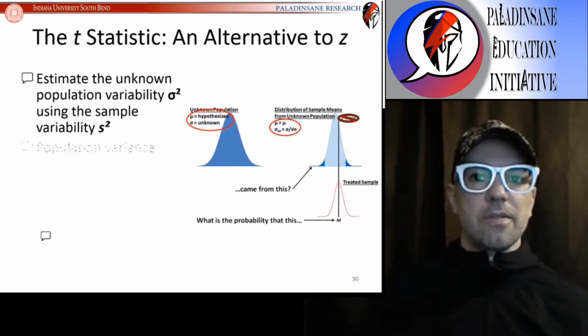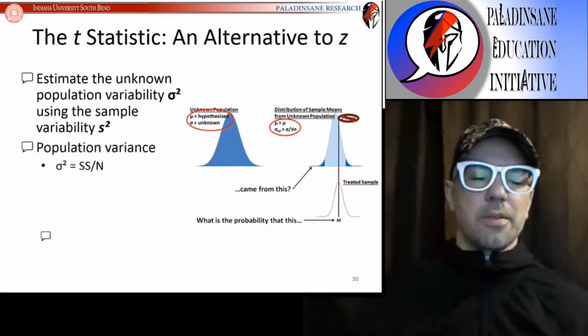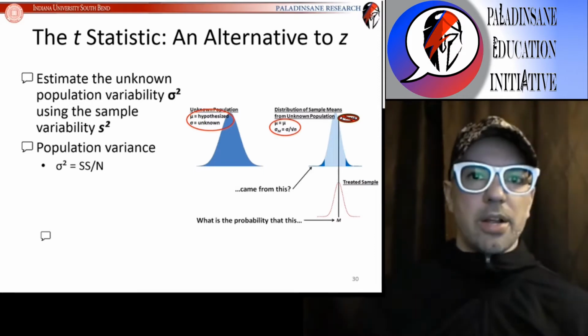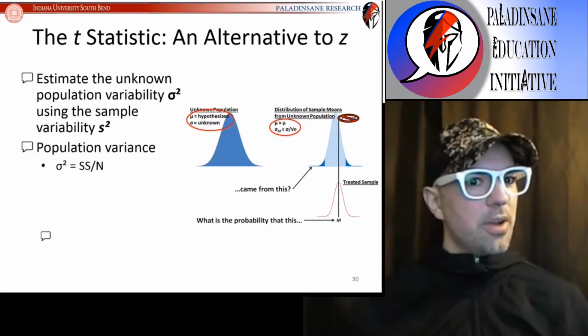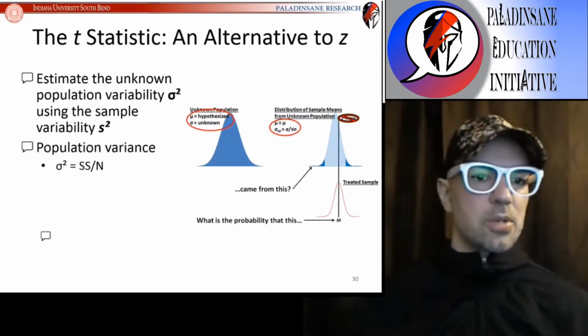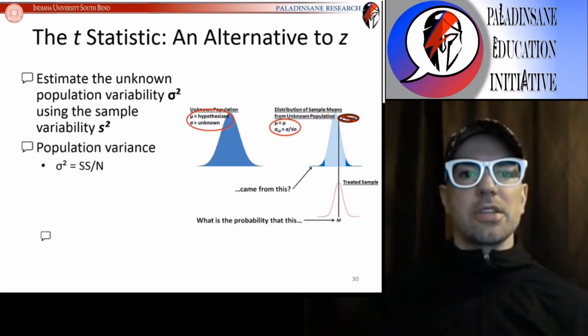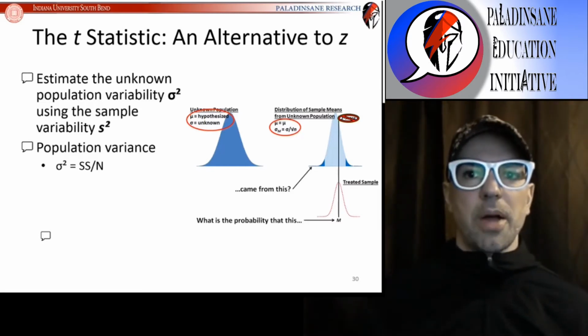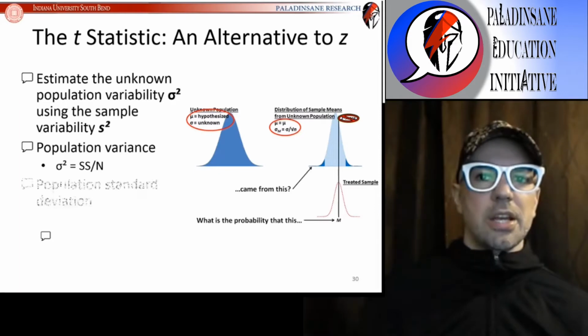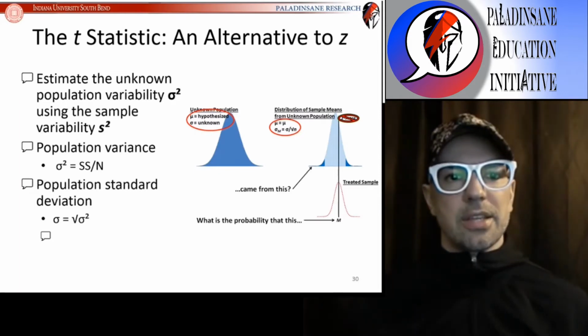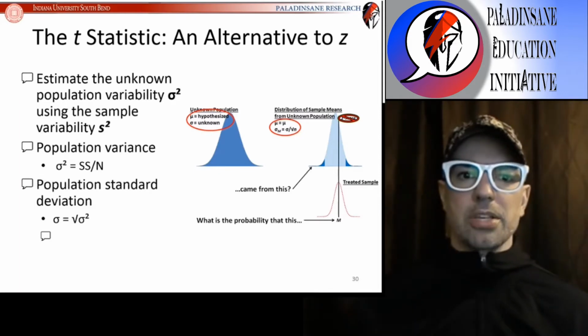So population variance, the formula for that was the sum of squared deviations. Remember that tricky one? Sum of squared deviations, not sum of squares. Sum of squared deviations divided by the size of your population. Population standard deviation is the square root of your population variance.